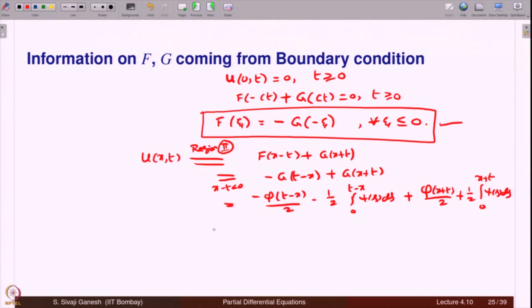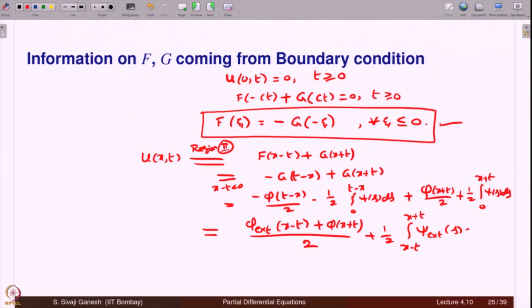Okay, so this is nothing but phi extended of x minus t plus phi of x plus t by 2, plus 1 by 2 integral from x minus t to x plus t of psi extended of s ds.